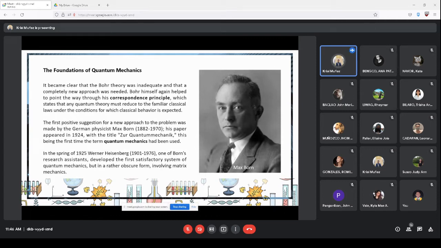So it became clear that the Bohr theory was inadequate and that a completely new approach was needed. So Bohr himself again helped to point the way through his correspondence principle. Nung i-exit na sa eksena si Bohr, syempre nag-conclude siya. And ang conclusion niya is correspondence principle, which states that any quantum theory must reduce to the familiar classical laws under the conditions for which classical behavior is expected.